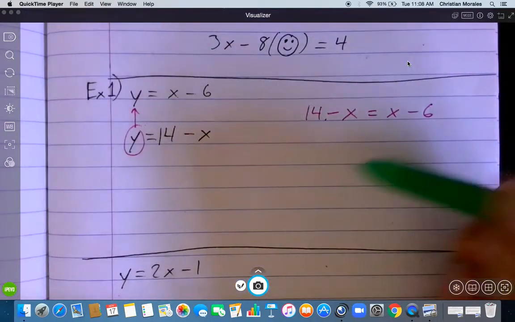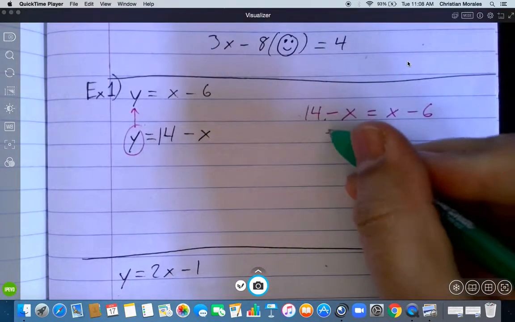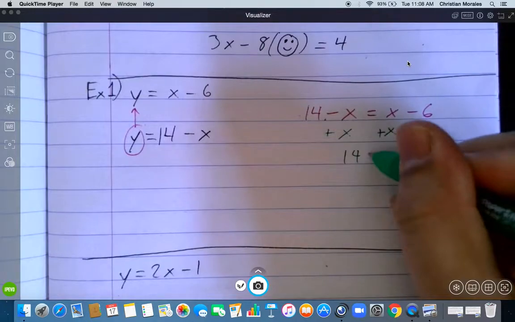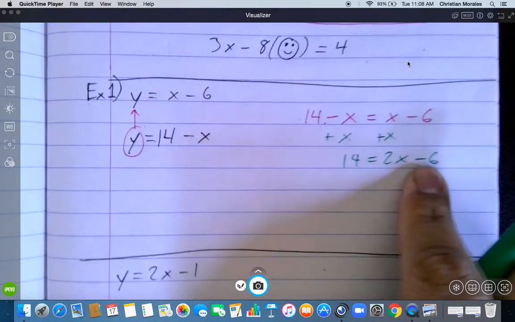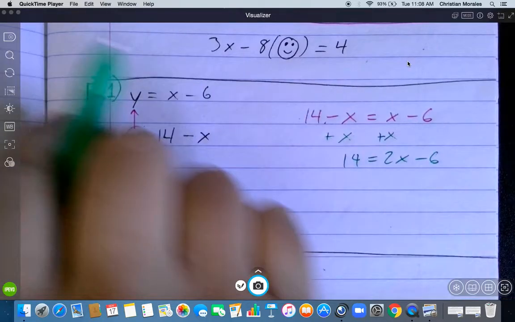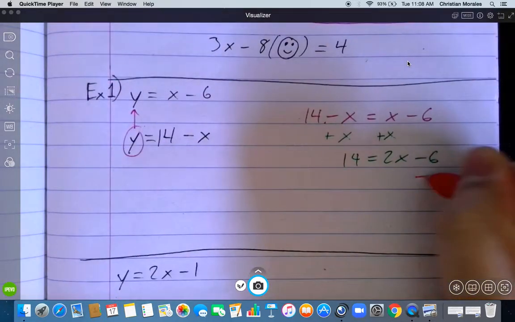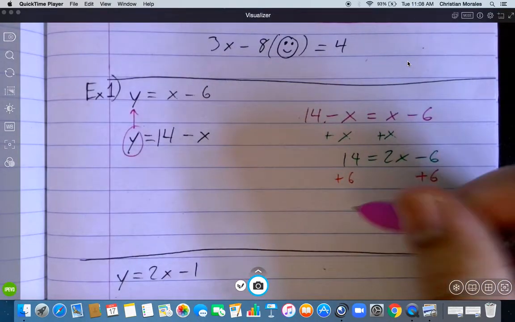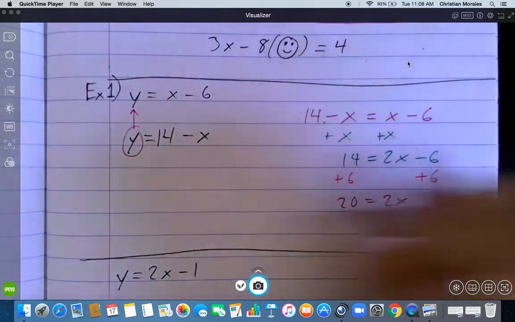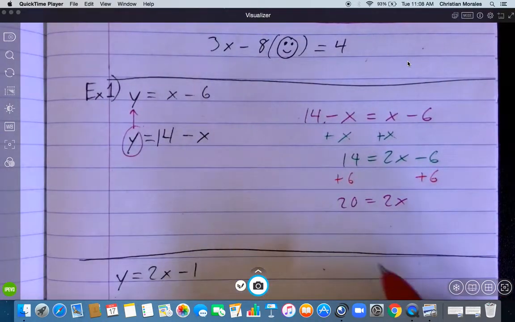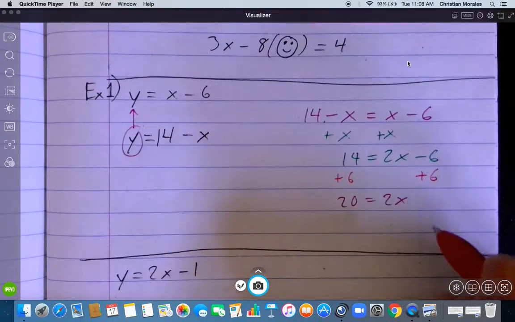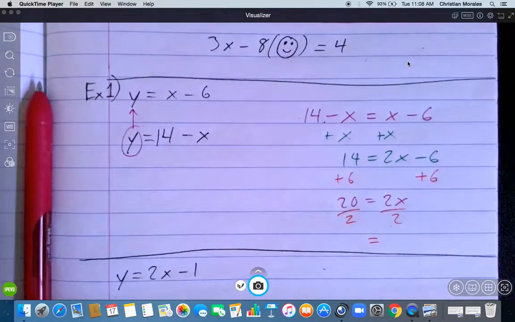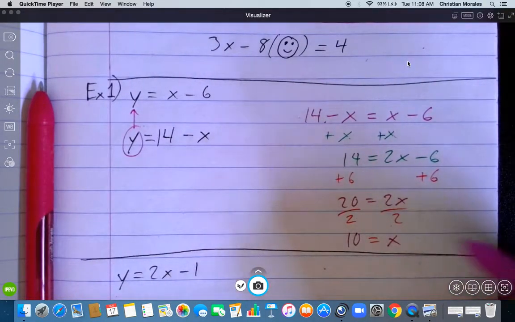So let's see, I have two x's, so I'm going to put my x's on the same side. So I'm going to add an x to both sides using inverse operations. Now I have 14 equals 2x minus 6. Okay, now I need the x by itself, so I'm going to have to get rid of this 6. Inverse operations, we're going to add 6 to both sides. So now I have 20 equals 2x. Okay, next step, what do I do? Well, I need to get rid of that 2. That 2 is multiplying, so we're going to divide by 2. My answer for x is 10. x equals 10.